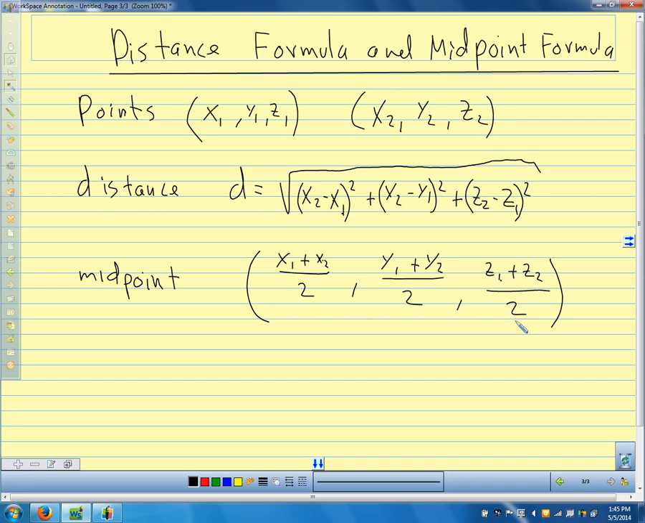Questions so far? All right. Let's get to something a little more interesting. The equation of a sphere.